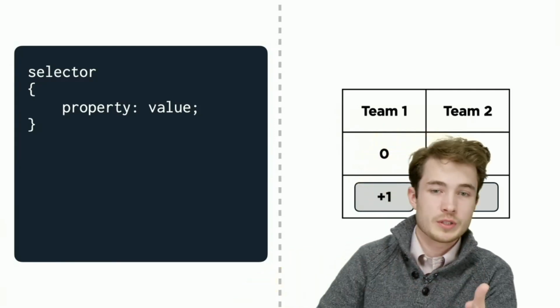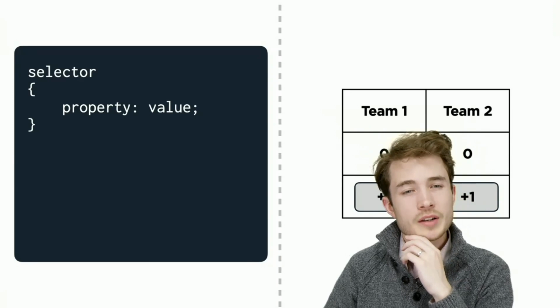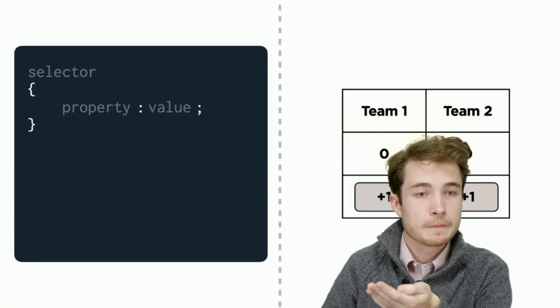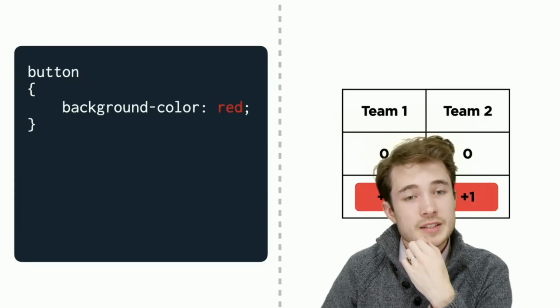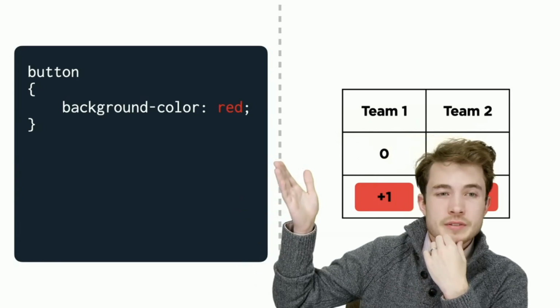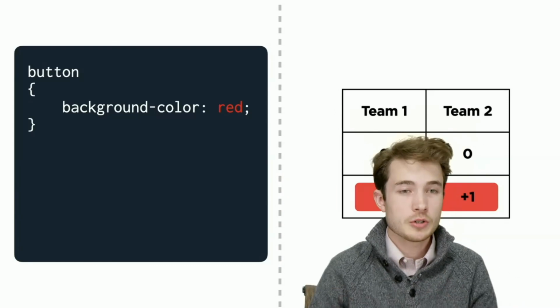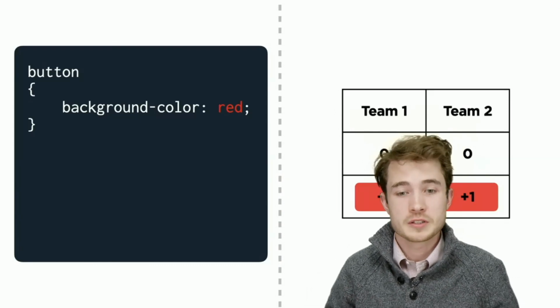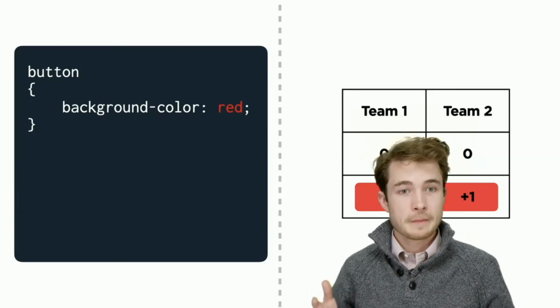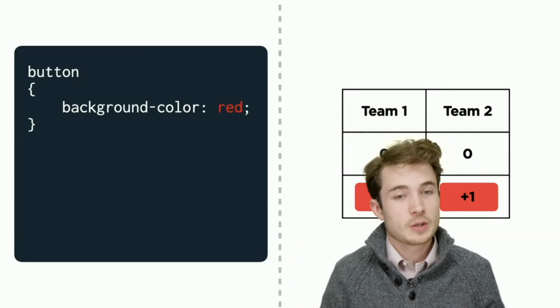So for example, let's take a look at this. Let's say I wanted to select all the buttons on my page. I could do it like this. I could say, select me all the buttons using just that plain old button syntax up top and change their background color using this property defined for us called background-color to be red. And now I would see behind me that my buttons are red.